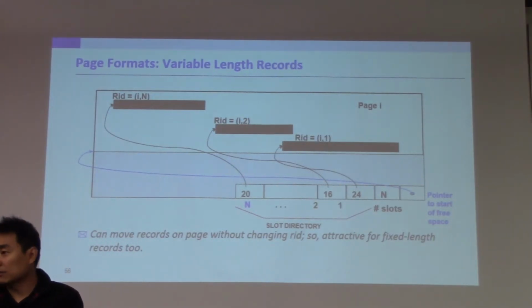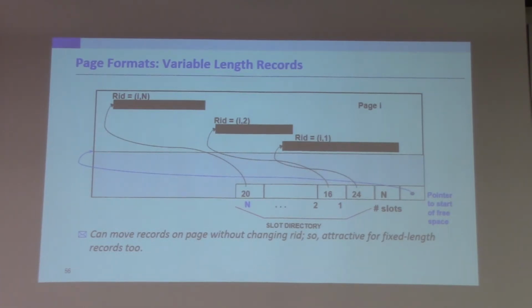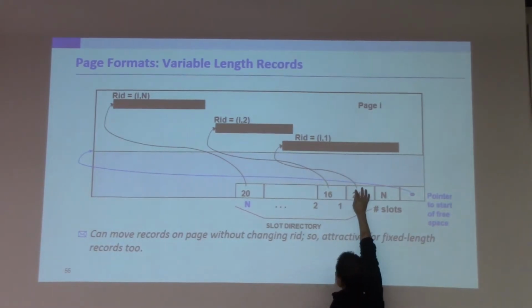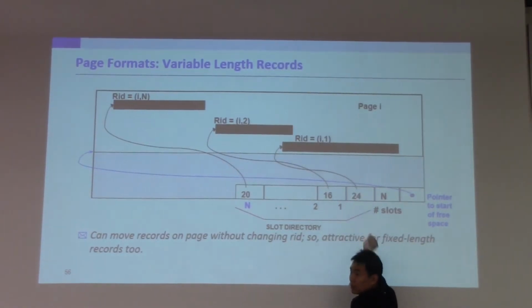Any questions regarding this? Yes. Here in this slot directory, each individual unit has only one number. Each entry has one number. You said there are two components to it, one is a pointer, offset, one is a length. Yes, that's the two components I'm talking about. But you didn't show it here, right? Each slot entry has two components. One is the pointer, one is the length of the record.